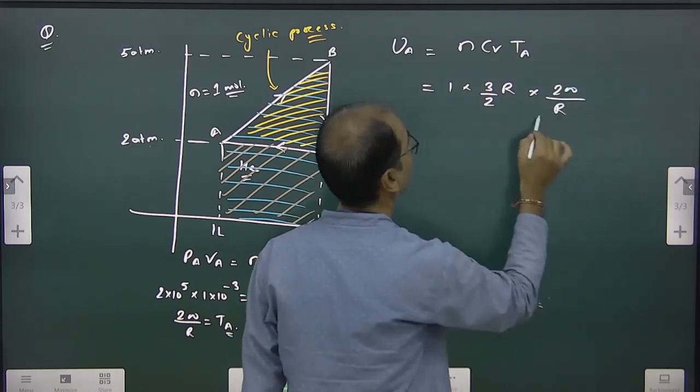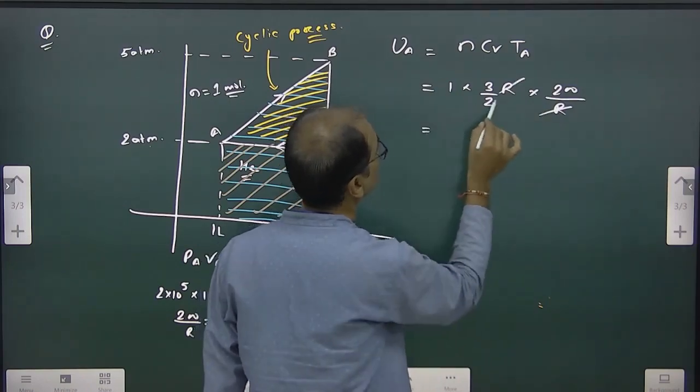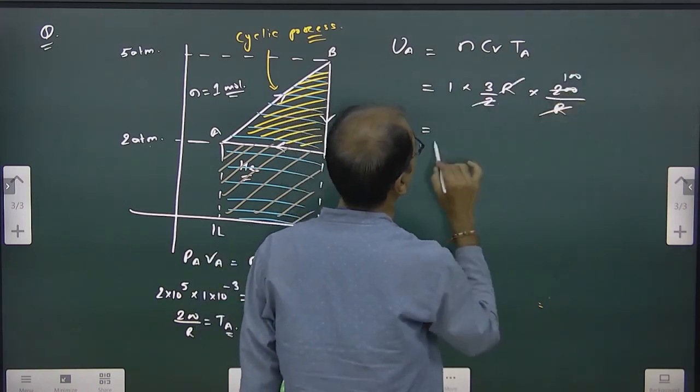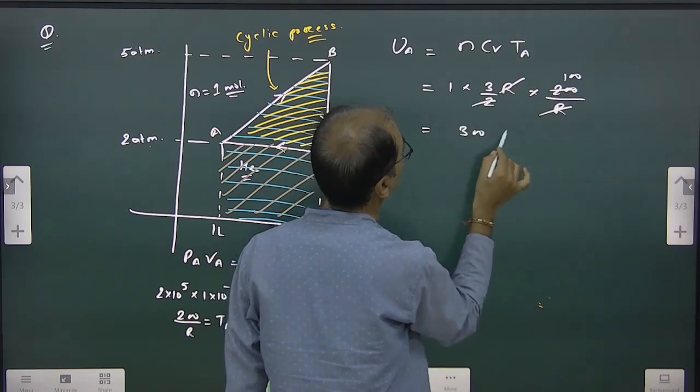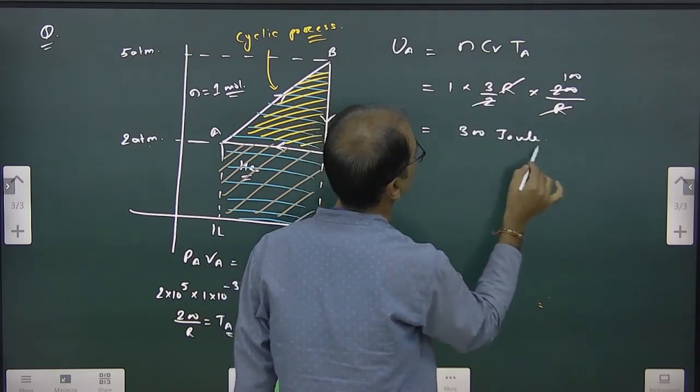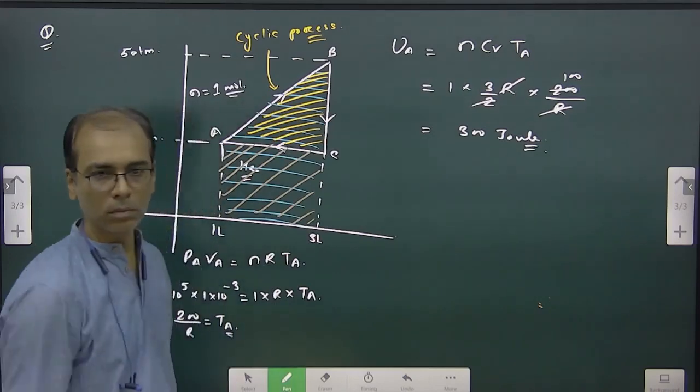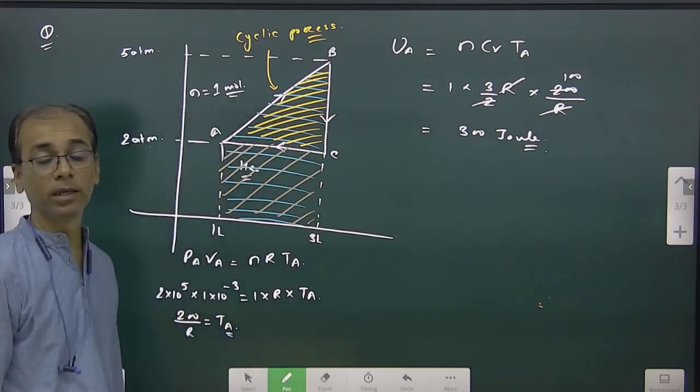Correct? Yeah. So R and R get cancelled. And this is 100. So UA is coming 300 joule. Okay, internal energy at A is 300 joule.